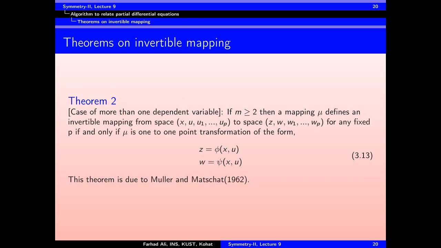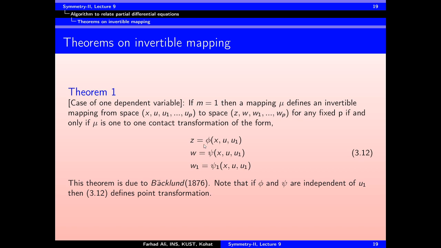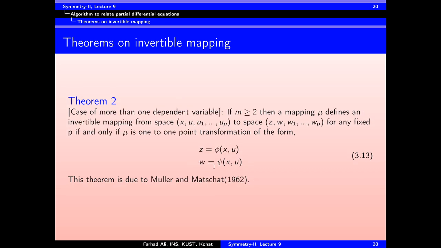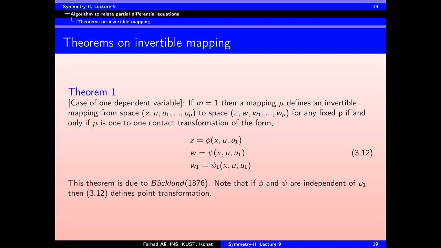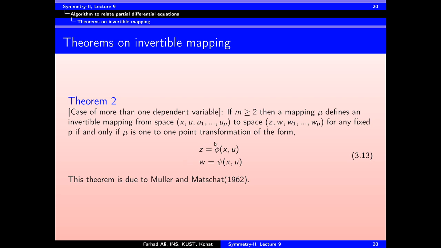Theorem 2. When we have more dependent variables, not one dependent variable, in that case our mapping will become this one. Z is a phi of x, u and W is a psi of x, u. This is a mapping only in the coordinates, not in the derivatives. So the difference between the two theorems is that in the first the derivative is involved. First derivative is involved, but in the second case the first derivative is not involved. The mu is defined like this. In one case we need the mapping in the derivative, and in the other we don't need the derivative. We only need the mapping between the spaces. This theorem is due to Moeller and Maschet.